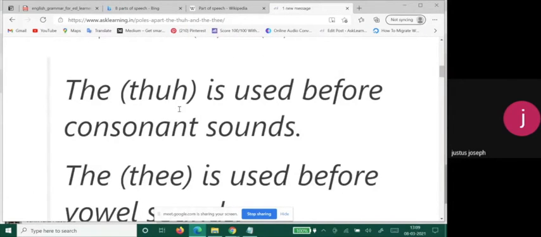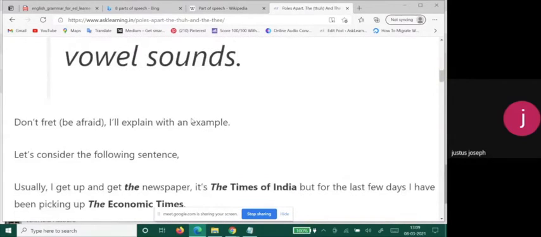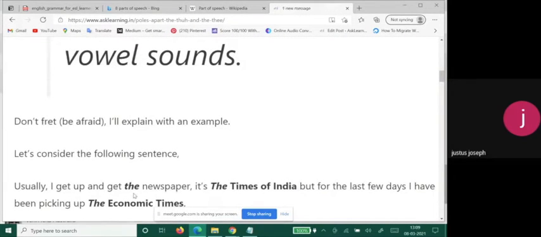Okay, so usually I get up and get the newspaper. The newspaper, no, the newspaper. It's the Times. Is the T a consonant or a vowel? Consonant. So what will you say? The Times of India. But for the last few days, I've been picking up the Economic Times. Why did it become "the" with the E? Vowel sound. Okay.